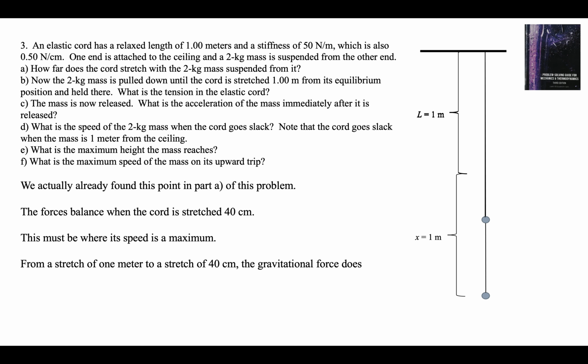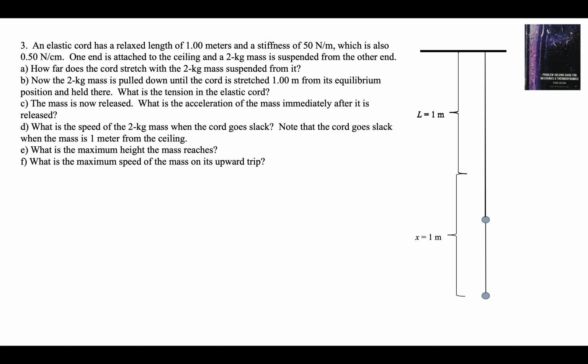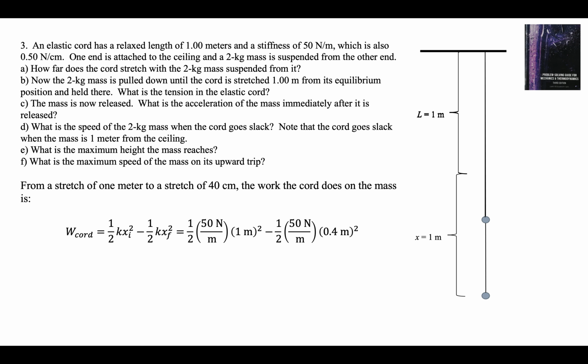So now we have to calculate the speed when the cord is stretched 40 centimeters. So it went 60 centimeters upward. Gravitational force does minus 12 joules of work on it. mg delta y, minus 12. So now we have to figure out the deposit that the cord made into the mass's kinetic energy. From a stretch of 1 meter to a stretch of 40 centimeters, the work the cord does is 1/2 k x initial squared minus 1/2 k x final squared. It doesn't use up all of its energy. It just goes from 1 meter to 0.4.